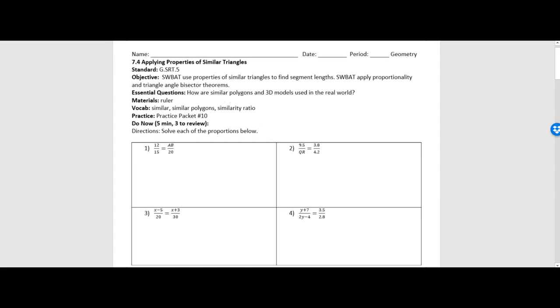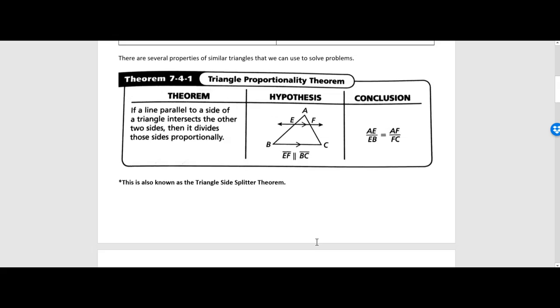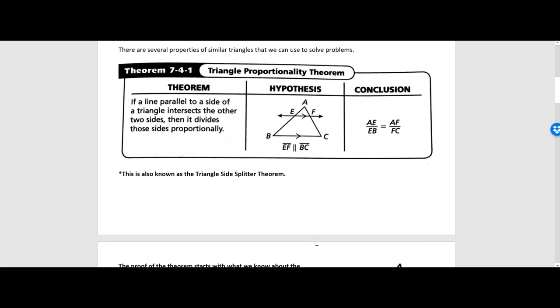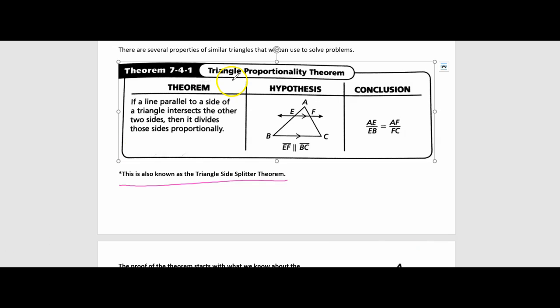We've already done examples of solving proportions, so we are going to skip those, and we're just going to jump right into our theorems. The first one is called the triangle proportionality theorem. This can also be called the side splitter theorem. And this says if a line parallel to the side of a triangle intersects the other two sides, then it divides those two sides proportionally.